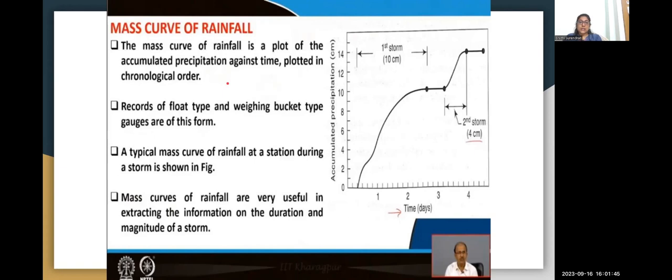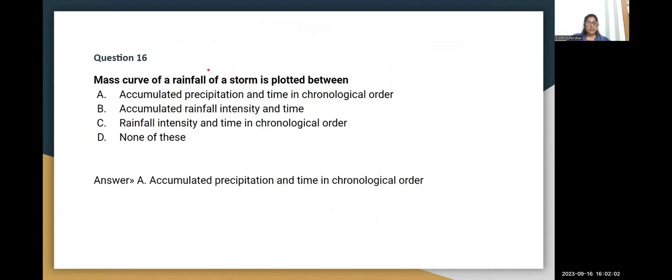Such a graph is called the mass curve of rainfall. Now, in recording type rain gauges of natural siphon type and the weighing bucket type, the recording done is a mass curve of the rainfall. That is a plot that we obtain as the output from these recording gauges. So the mass curve of a rainfall of a storm is plotted between accumulated precipitation and time in chronological order. Option A will be the correct answer.